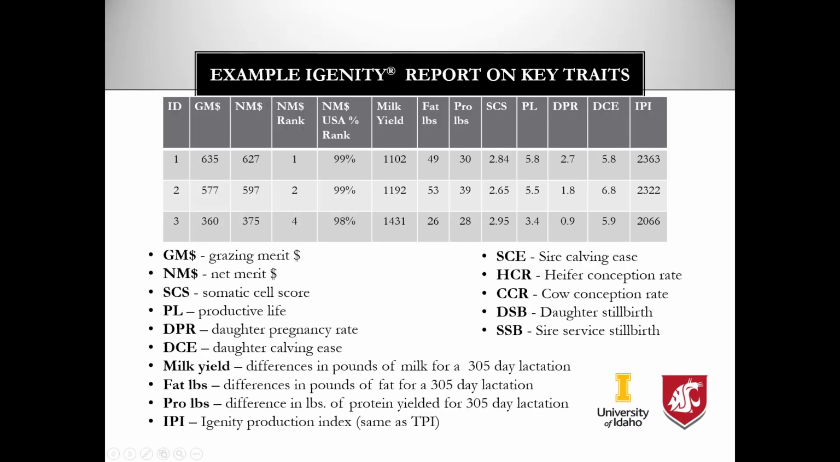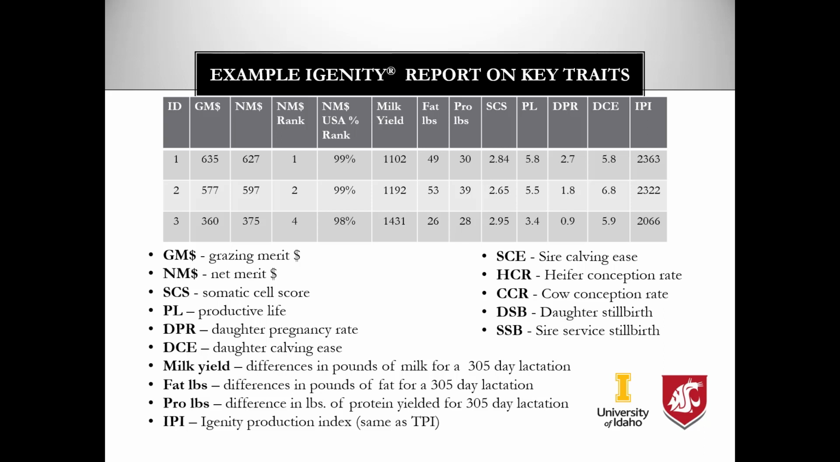Here is an example of a report that you might see on some key traits. This is just to give you an idea of what kind of information you would get back. So you would have the identification number of the animal that you tested, and then you would have selection indexes. Here's grazing merit dollars, net merit dollars, and then the rank of net merit dollars nationally.